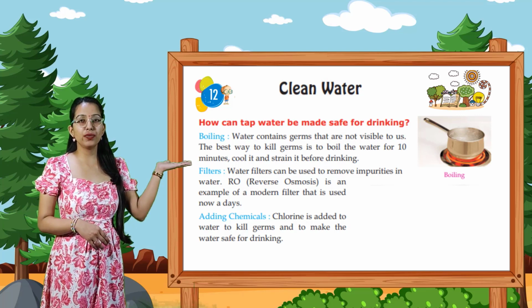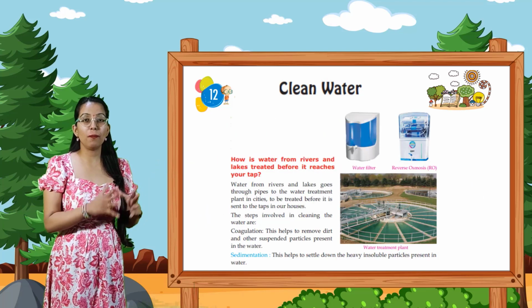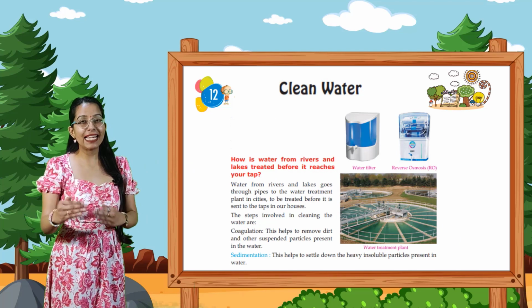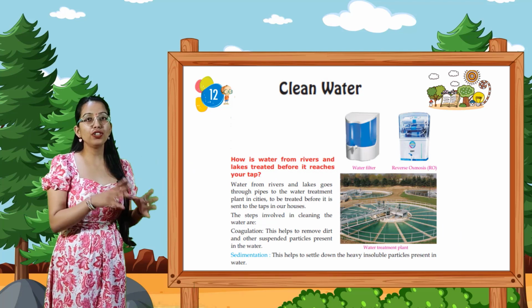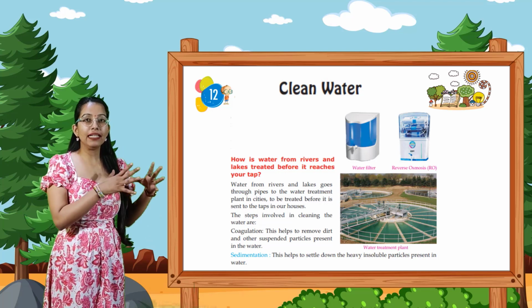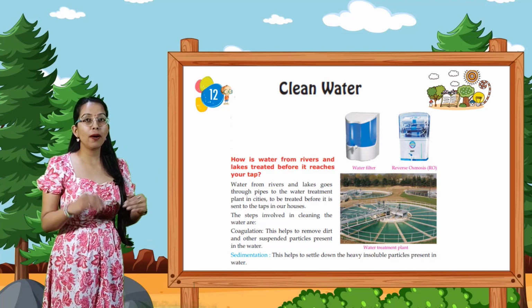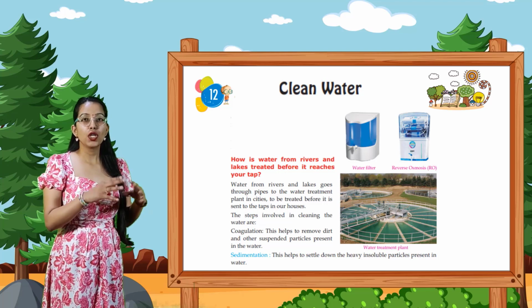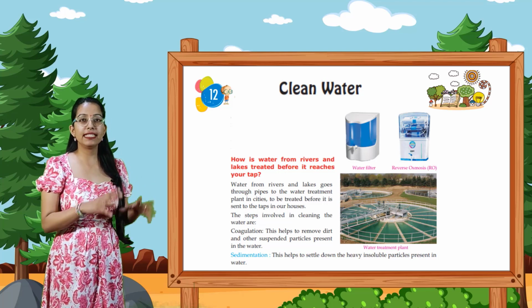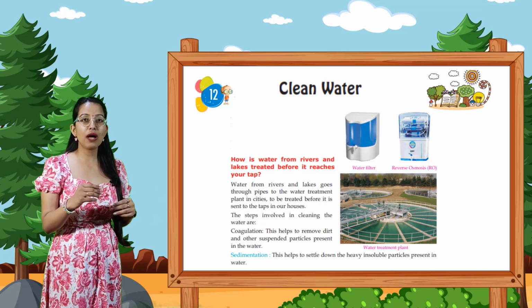Look at the pictures, students. How is water from rivers and lakes treated before it reaches your tap? Water from rivers and lakes goes through pipes to the water treatment plant in cities to be treated before it is sent to the taps in our houses.